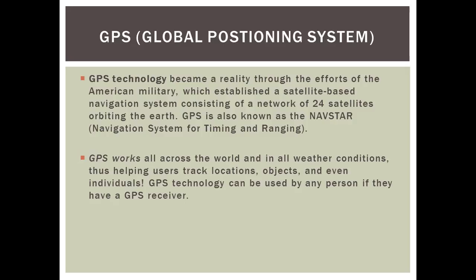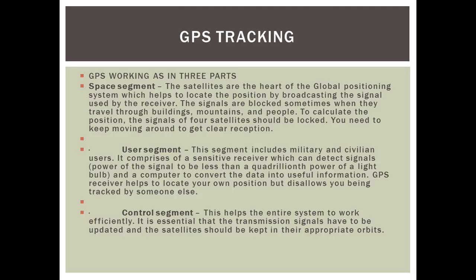So where is the GPS receiver? That's in our mobile and any tracking devices we have. When GPS is on, we can receive it and we can see the tracks there. GPS working is in three parts. Just simply, we have three segments, or we can say the base behind GPS tracking: the space segment, user segment, and control segment.